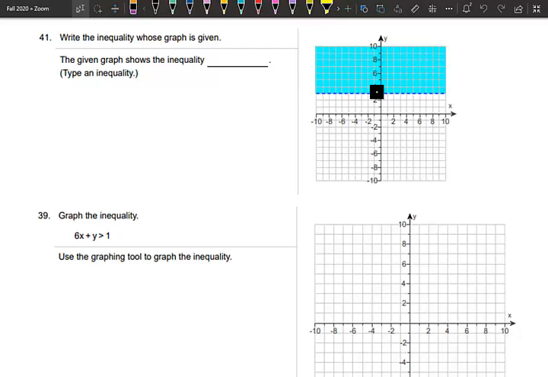Select review questions from Chapter 3. Write the inequality whose graph is given. So we're going to look at this inequality, and the first thing we need to do is figure out what kind of line it is.